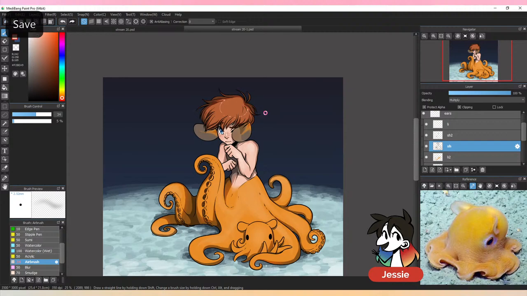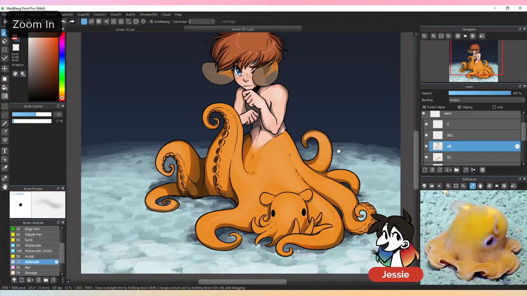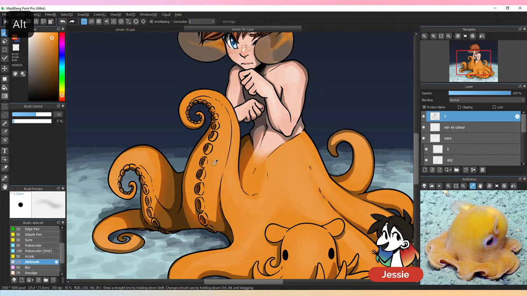Yeah. I think we're almost done here. I'm trying to decide whether I want to color in my lines or not, because I'm not sure how good it will look. Oh yeah, that works in some areas. Okay, I'll do it for some sections.